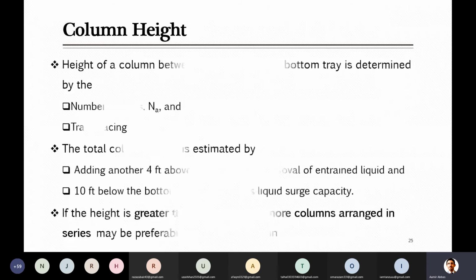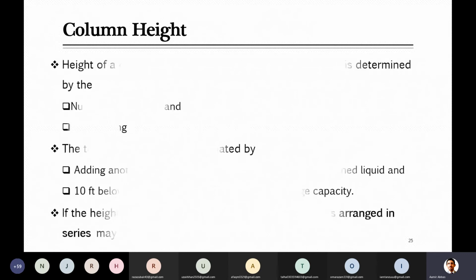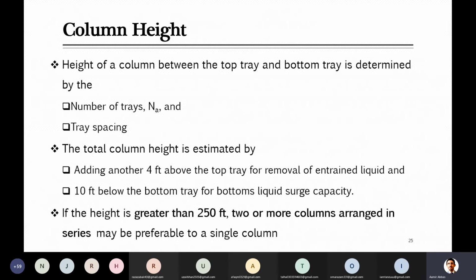So finally, after this, when we know how many trays there will be, we can specify what the spacing between the trays should be. It means we will then be able to find the overall height of the column. So the height of the column between the top tray and bottom tray is determined by the number of actual trays.